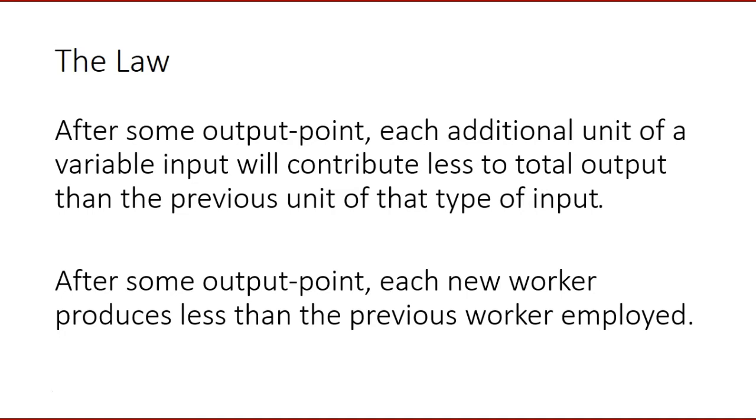So the third worker contributes 10 widgets, and the fourth worker contributes 9, and the fifth worker contributes 8, and the sixth worker contributes 7, and so on. This is our law of diminishing marginal returns. The returns here being the output of the variable input which is utilised.